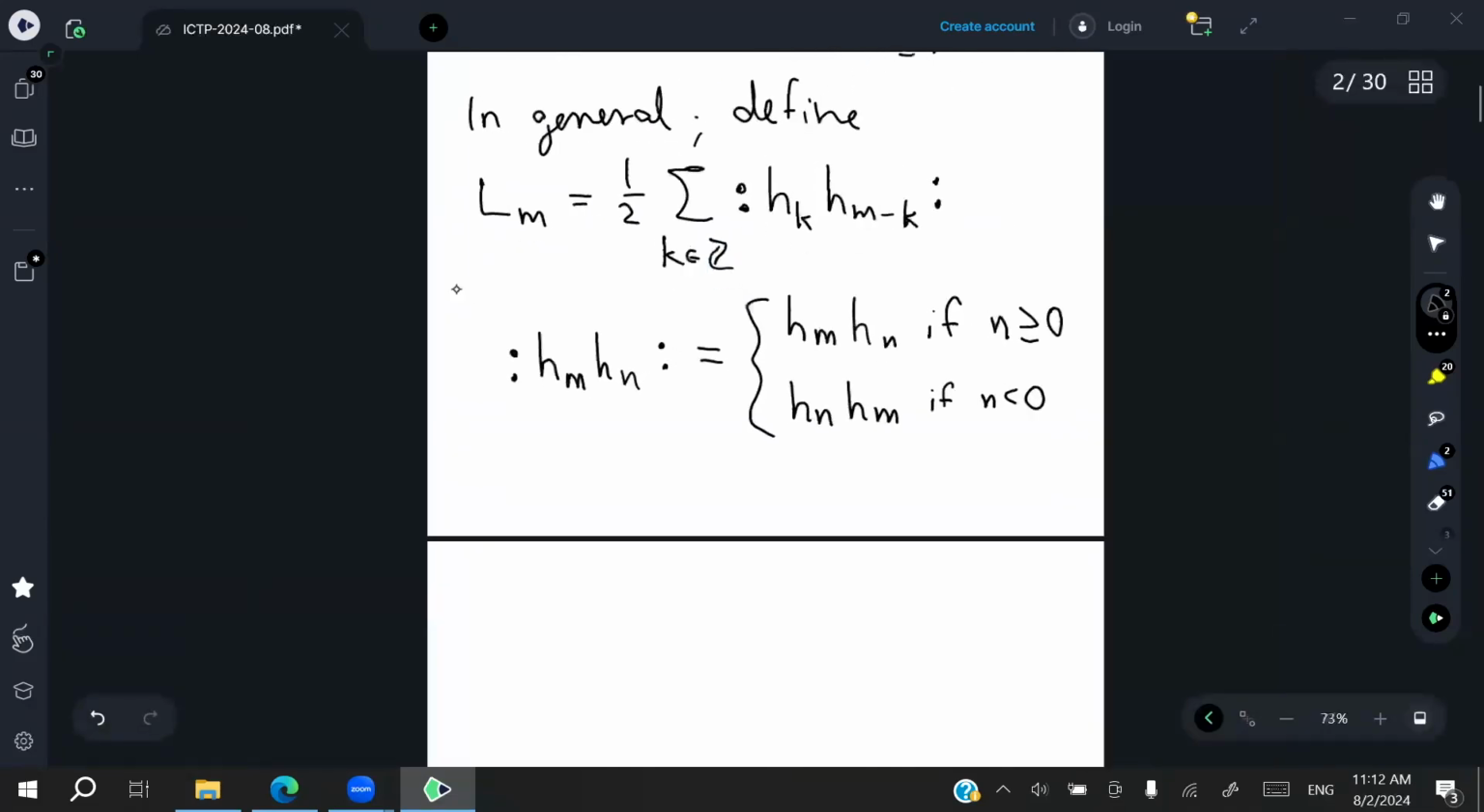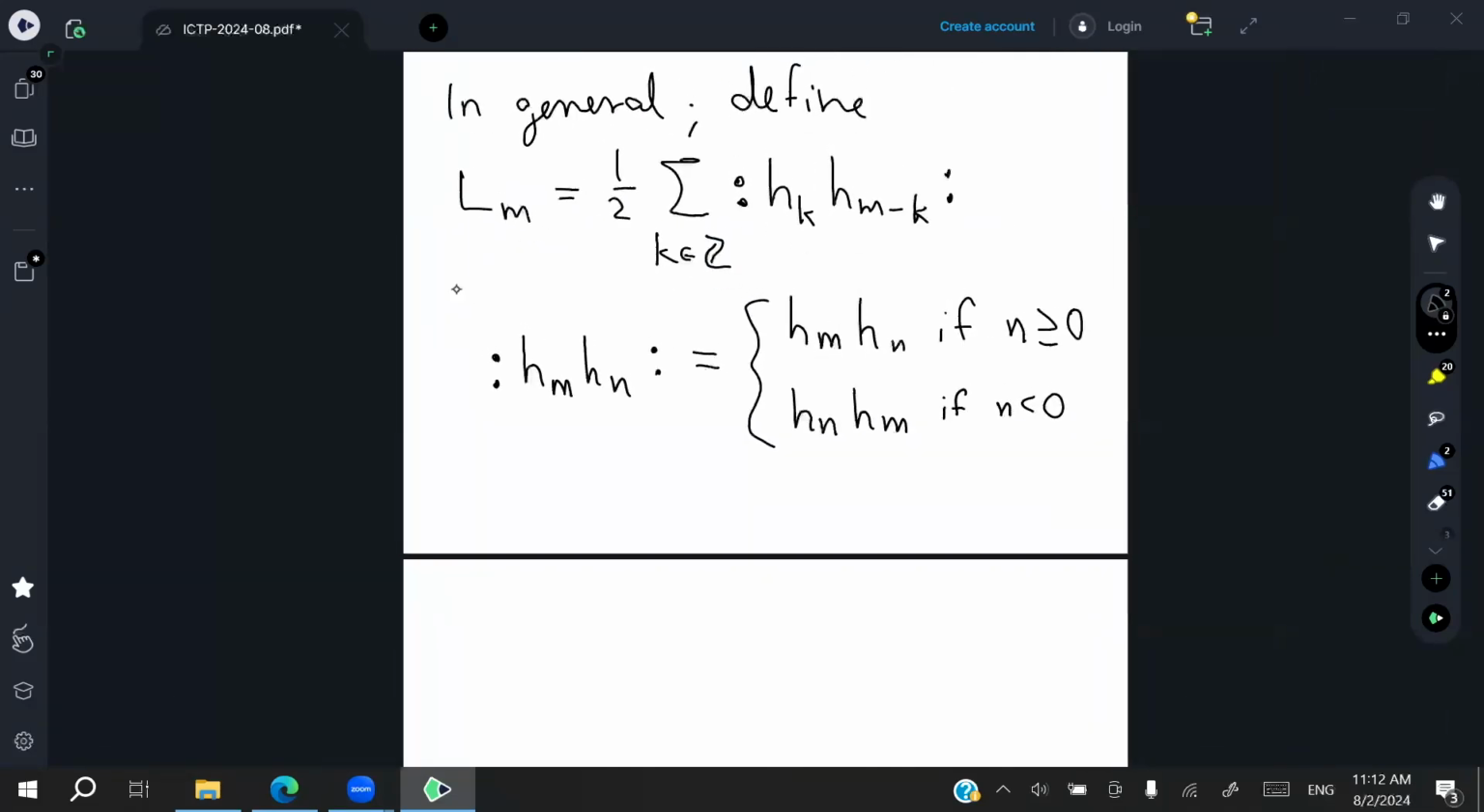So I'm just going to take a moment to clean the screen of the tablet to see if that helps.